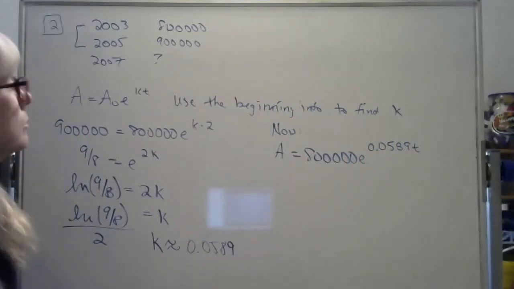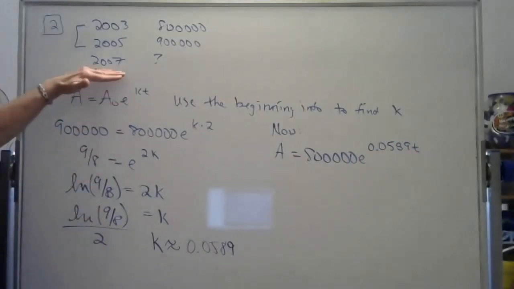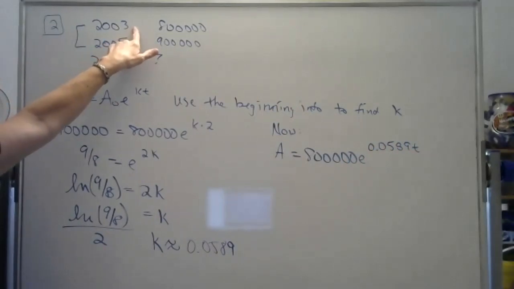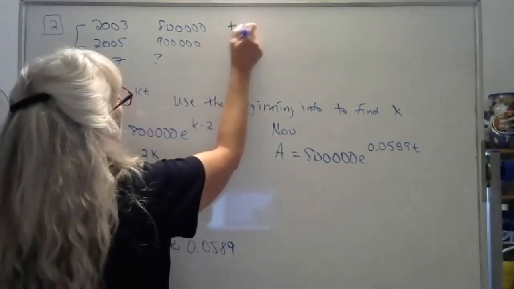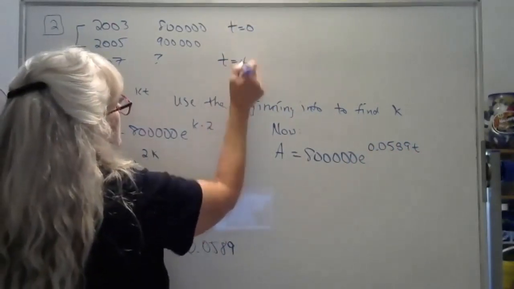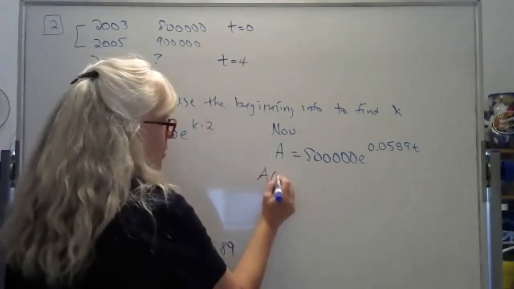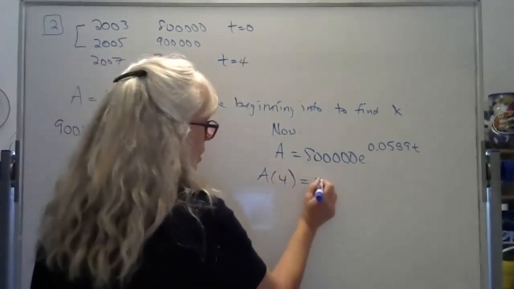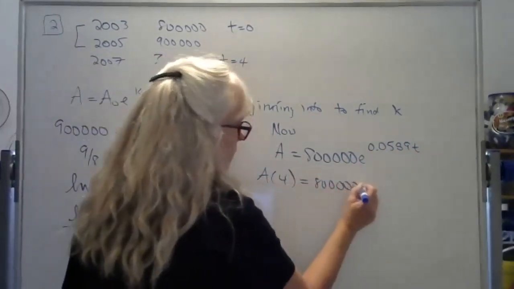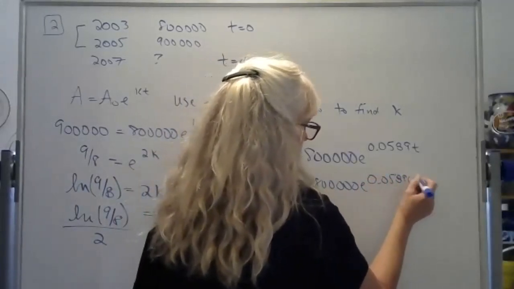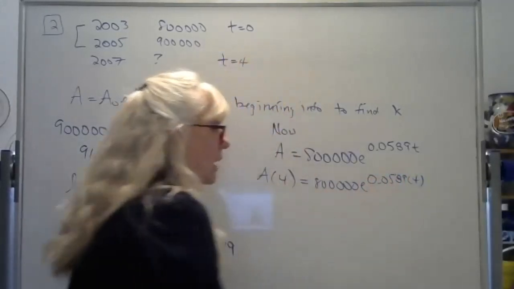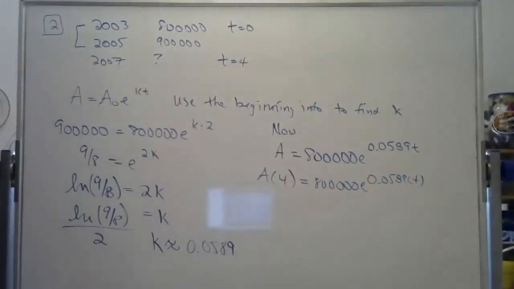So they want to know the population in 2007. 2007 is 4 years after 2003. And again, we're using 2003 as t equal to 0. So 2007 is t equal to 4. So we're finding A of 4. So all we have to do is put 4 in for t in our exponent and crunch it through our calculator. And that'll give us the population of the city.